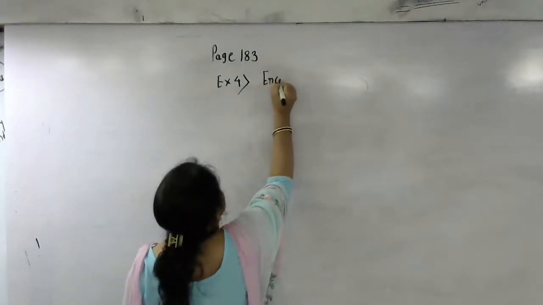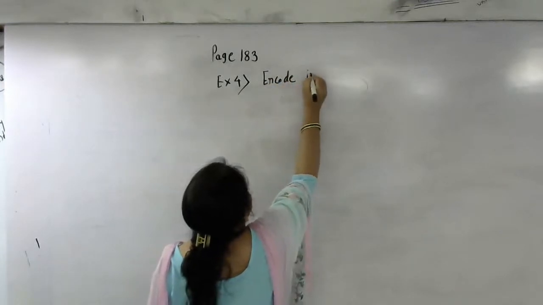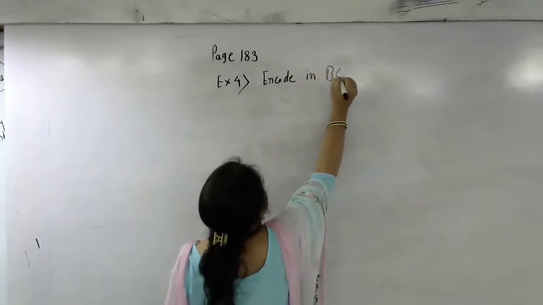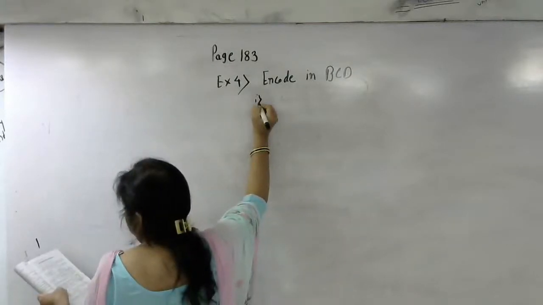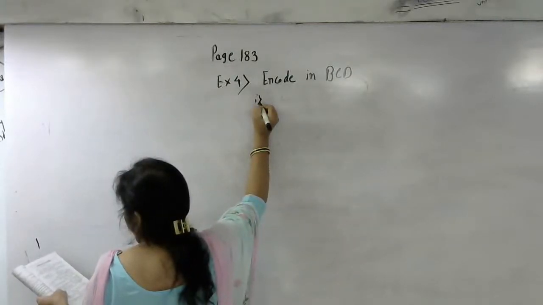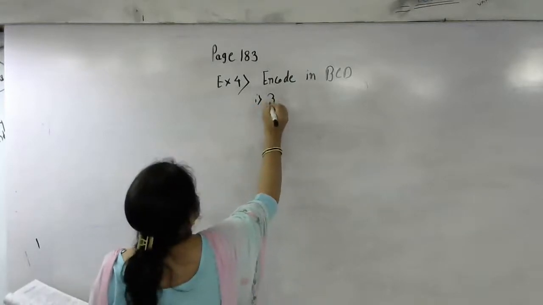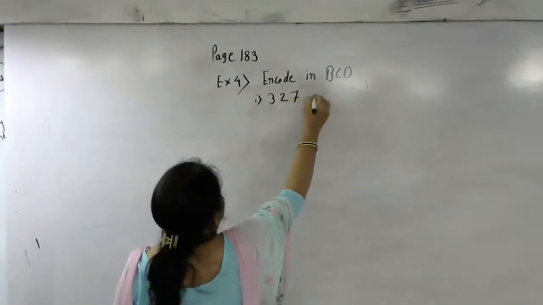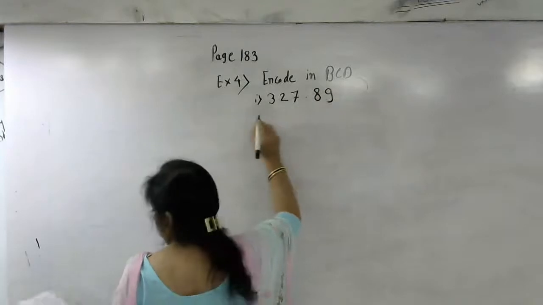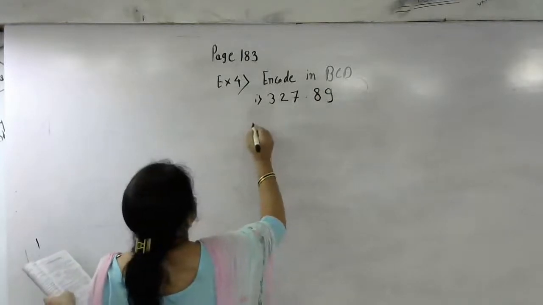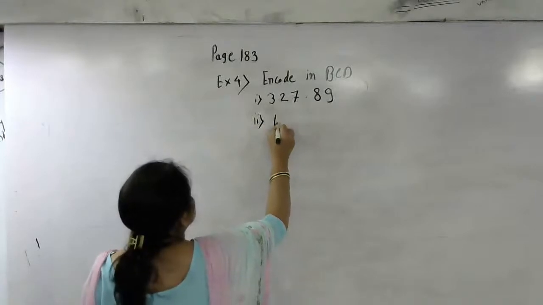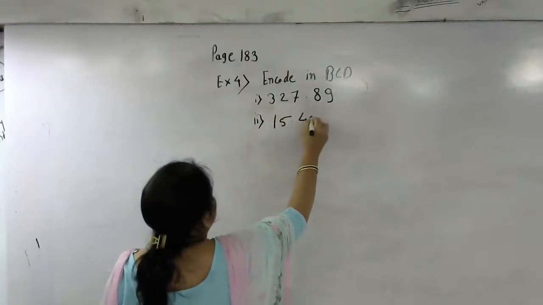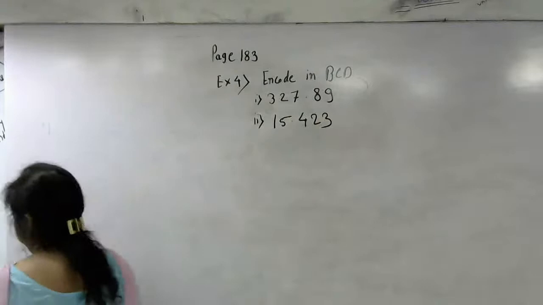Encode the following numbers into BCD code. Encode in BCD, binary coded decimal. And first is given 327.89. And second one, that 15.423.